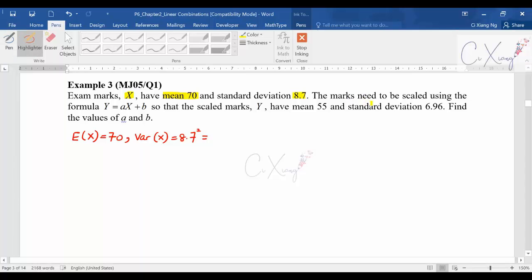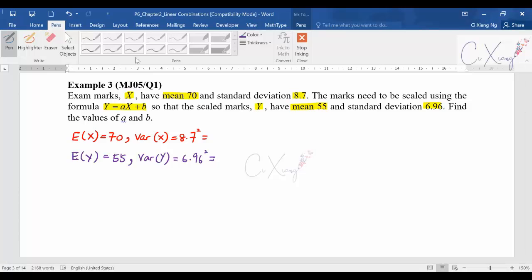Then after that they say the marks need to be scaled using the formula y equals ax plus b, so that the scaled marks y have mean 55 and standard deviation 6.96. And they want you to find out the value for A and B. So now they give you another information where you're having EY, which is equal to 55, and also the variance of Y, which is equal to 6.96 squared. The value you calculate yourself here. Actually, what they want you to find is the value for A and also the value for B.